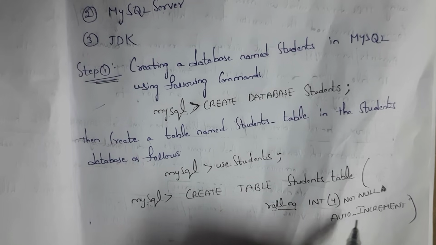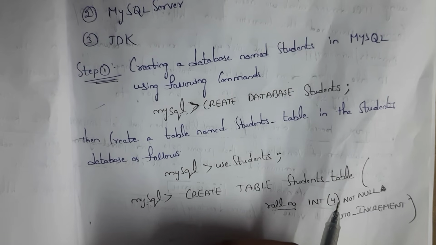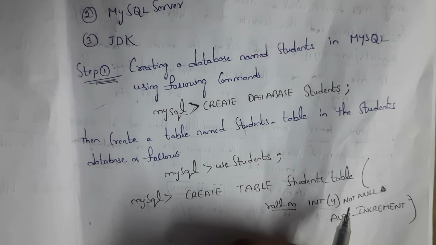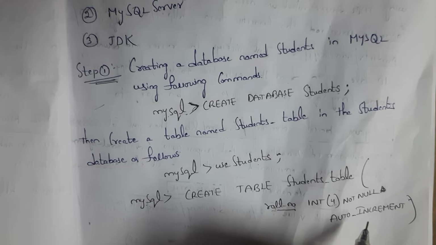And auto increment. For example, if I enter roll number like 1111, next time it will be auto incremented like 1112, 1113, like that. The meaning of this auto increment is, we are incrementing the value by 1.